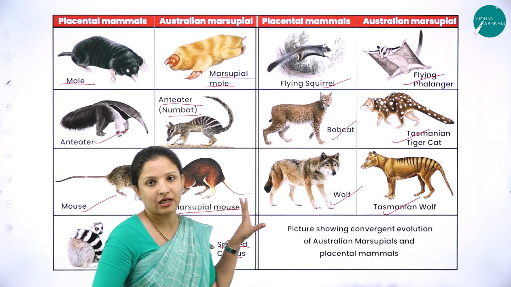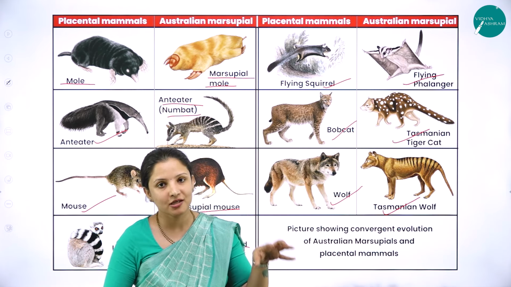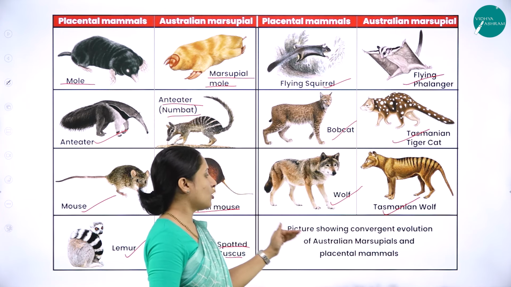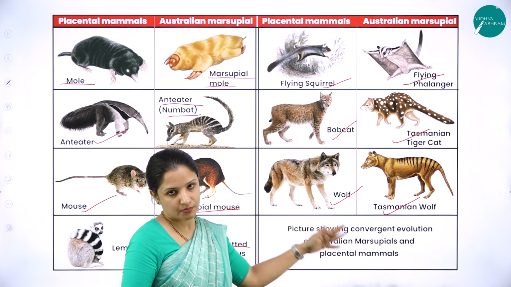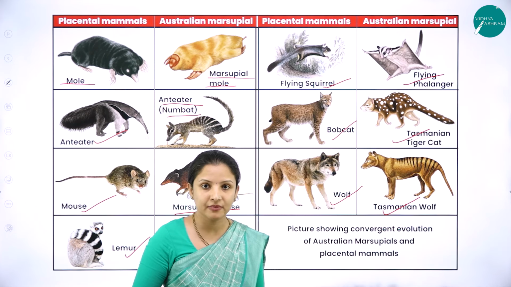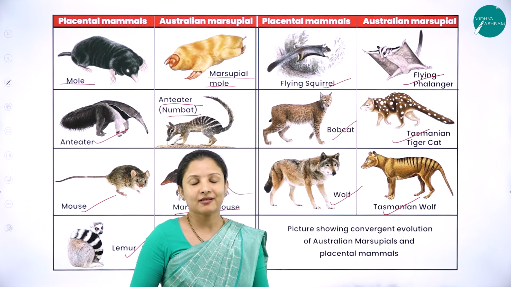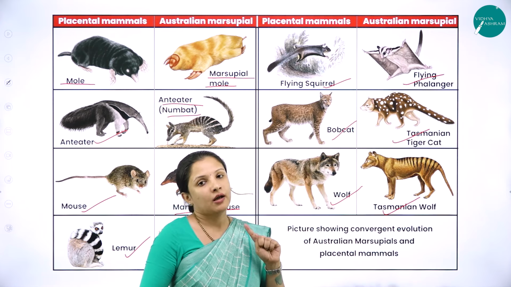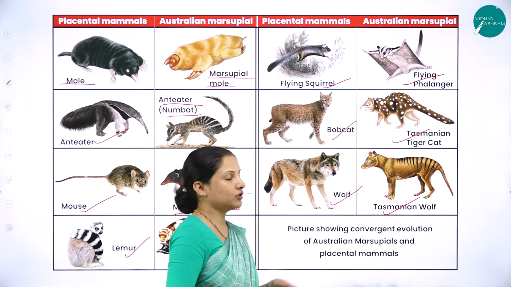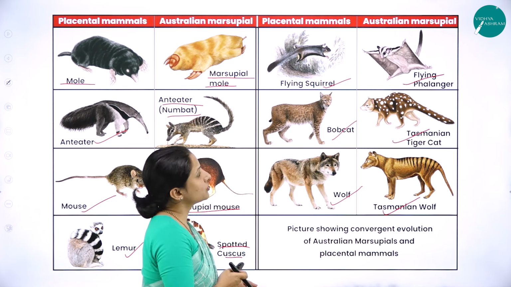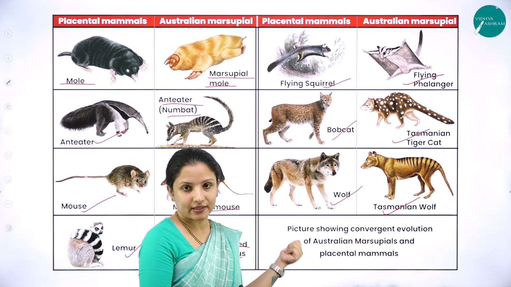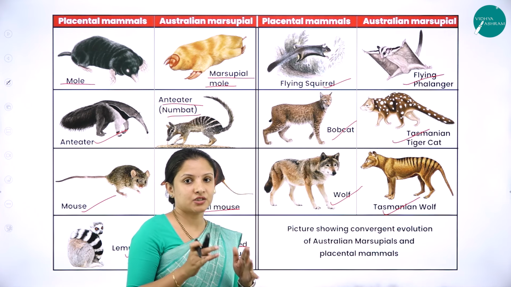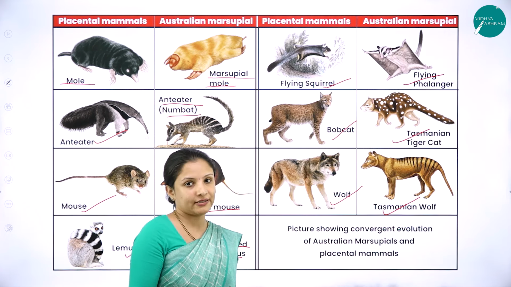And wolf is not just confined to Australia, we can find it in other regions also, right? So this is a picture that shows convergent evolution of Australian marsupials and the placental mammals. Therefore, the placental mammals that we see today on the planet have all evolved from the Australian marsupials through adaptive radiation, and we can call it convergent evolution. This is just an example that was there in the textbook that I have retained here to show how the other placental mammals have evolved from the Australian marsupials.